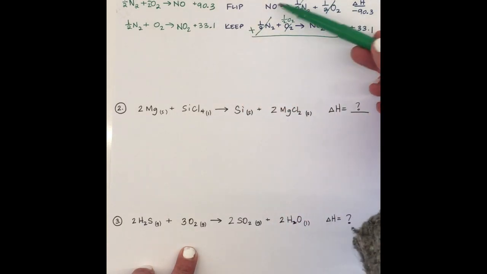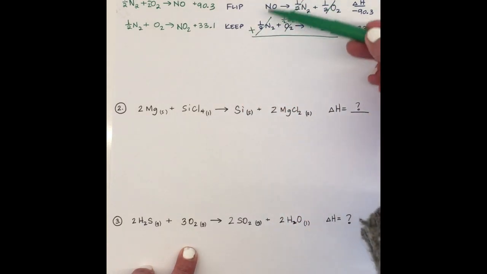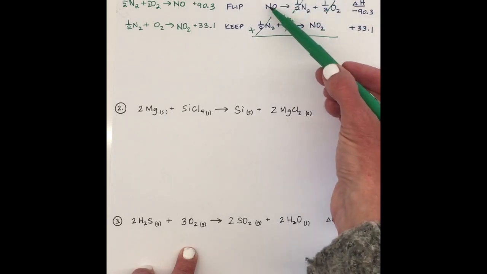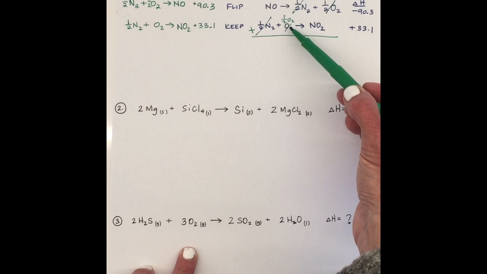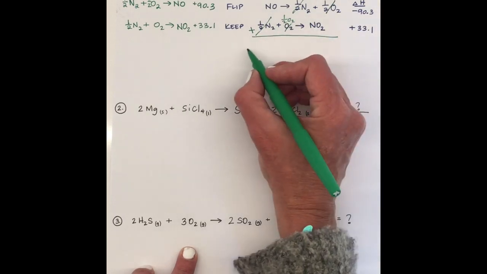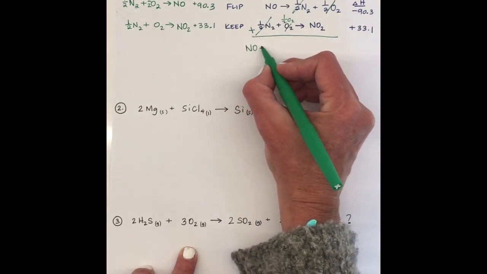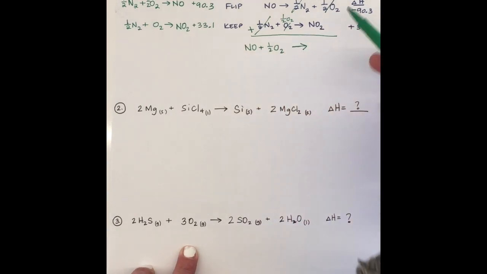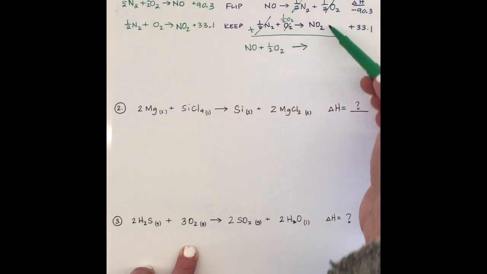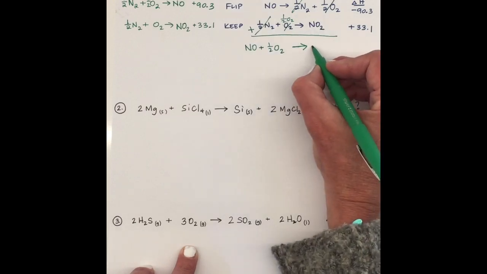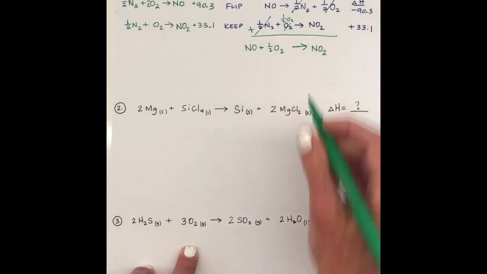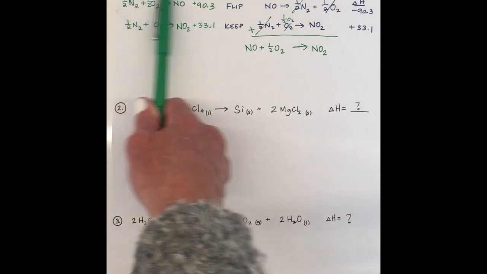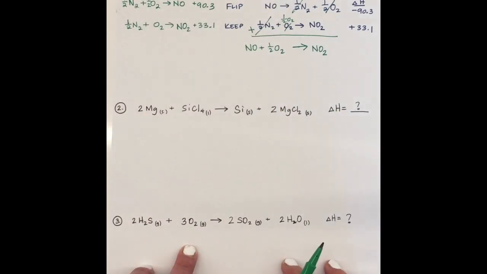Now I'm going to add up all the things on the left side of the arrow, all these reactants. What's left over? I have NO and 1/2 of an O2. So I write this, NO plus 1/2 O2 make, and what's left on the right side? Just this NO2. Does that look like my desired reaction? Yes. So that means I did everything correctly.